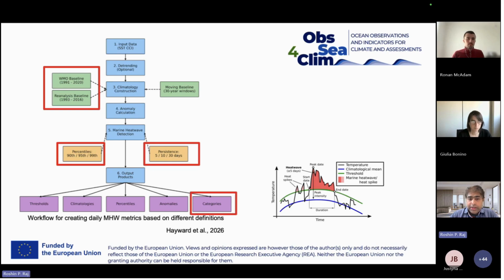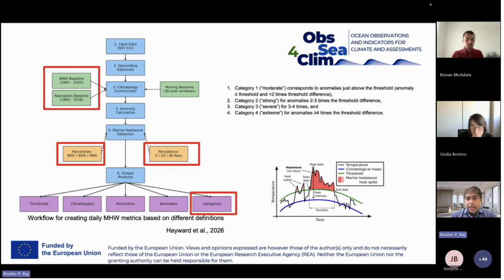So today, I will show you an example using the categories. So how using different baselines, percentiles, and persistence change the eddy statistics. So category, for those who don't know, category 1 corresponds to anomalies that is just above this threshold. Category 2 for anomalies 2 to 3 times the threshold difference. 3 is 3 to 4 times, while 4 is above or equal to 4 times.